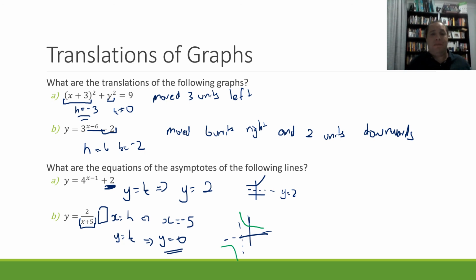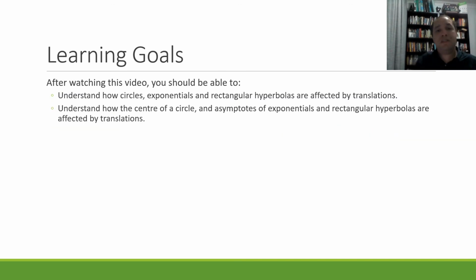Right, and that's how we can apply transformations to talk about where graphs move left and right. Alright, so after watching this video, you should be able to understand how circles, exponentials, and rectangular hyperbolas are affected by translations, and understand how the center of a circle and the asymptotes of exponentials and rectangular hyperbolas are affected by translations.